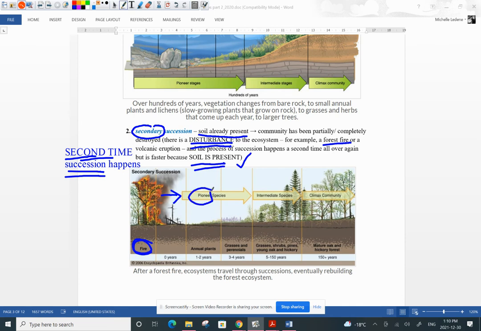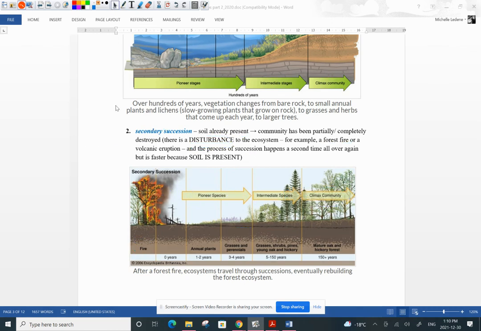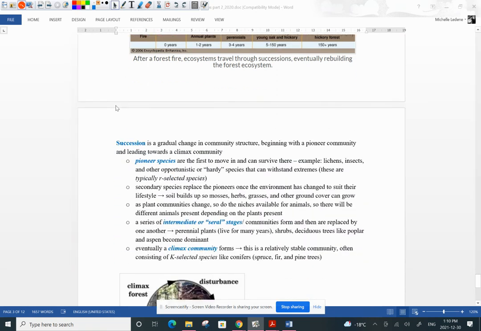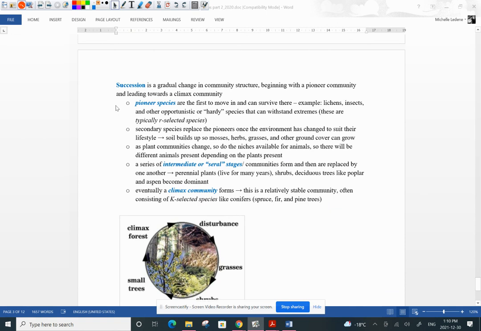So we get our pioneer species first, like the lichens, and we get a bunch of grasses and perennials, ground cover, and then we get our intermediate species, and then they are replaced over time, over hundreds of years, eventually by a climax community. And so this takes time. And again, this is the second time this is happening. Why? Because there is already soil present, but there was some kind of a disturbance to that ecosystem.